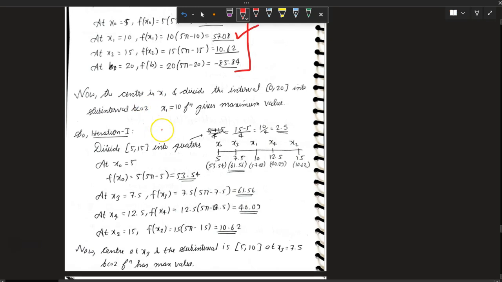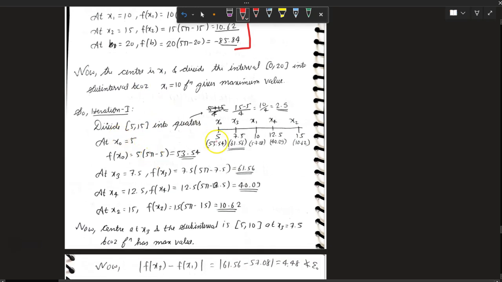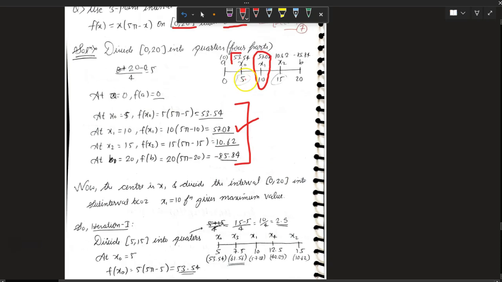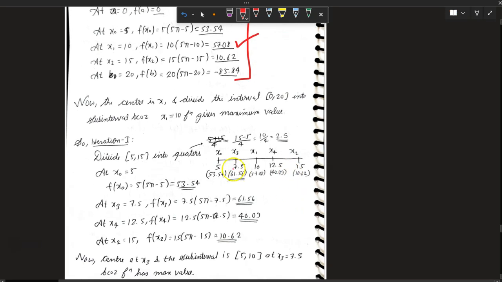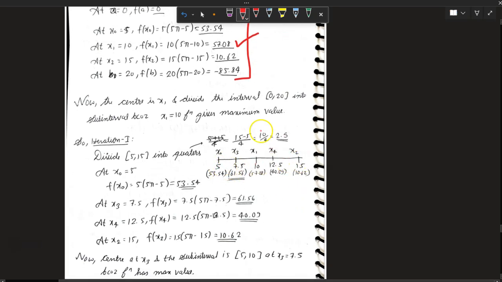Okay, so let's see. Iteration 1 can be given as follows. In this interval, the closest interval is 5 and 15, so this will be the next iteration interval, that is 5, 15. Take this: 15 minus 5 is 10, 10 divided by 4, so you again divide it into 3 equal parts. The part size will be 2.5. So 5 plus 2.5 is 7.5, 7.5 plus 2.5 is 10, 10 plus 2.5 is 12.5, 12.5 plus 2.5 is 15.